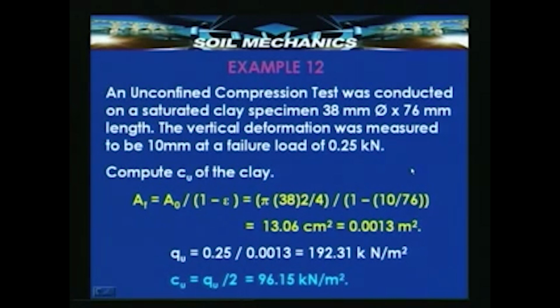It is of course obvious that the simplest way is to plot a Mohr circle and get the value of Cu, or rather we can also do it analytically, and it is very important to note this first step in the analytical calculation. The first step is what is the value of the area at failure of this specimen, because the starting area is given by 38 millimeter diameter.